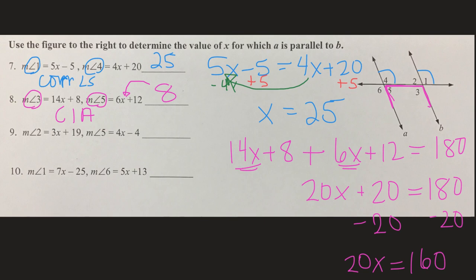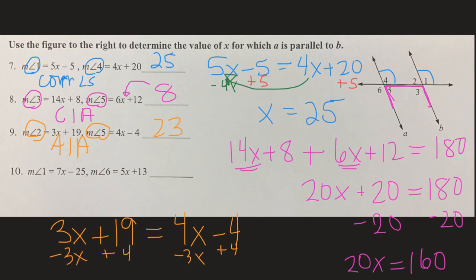Number 9. What kind of angles are 2 and 5? Alternate interior angles. So the algebra says to set them equal. Alternate interior angles are congruent, so we set them equal: 3x plus 19 equals 4x minus 4. And there is the algebra for number 9. x equals 23.